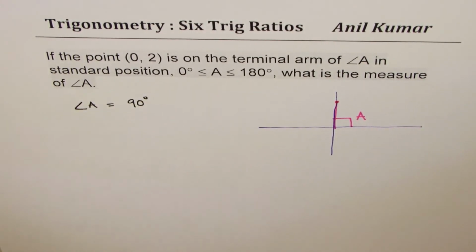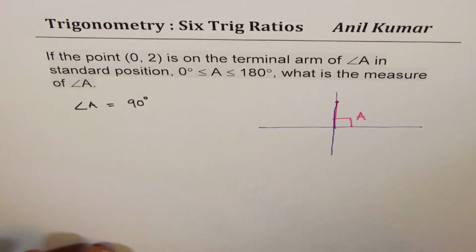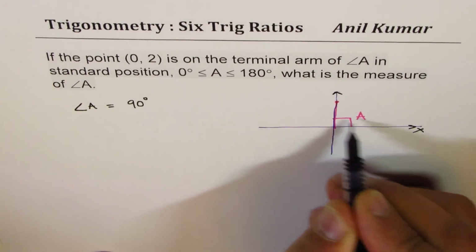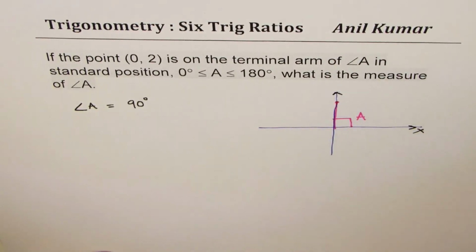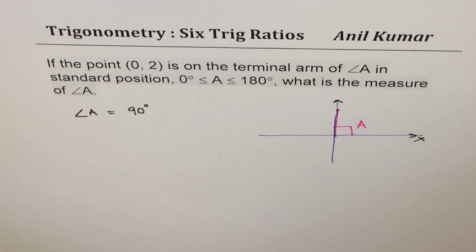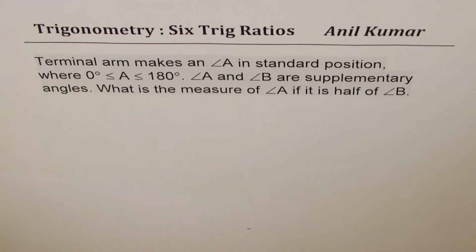So if there is a point 0, 2, then we know that the angle which it makes with the positive x-axis is 90 degrees. That is the standard position. So I hope this is clear. We'll take up another bonus question to end this exercise. Thank you. Now here is a bonus question for you.